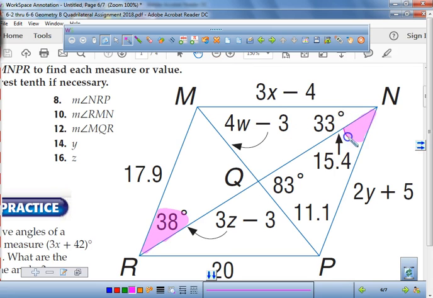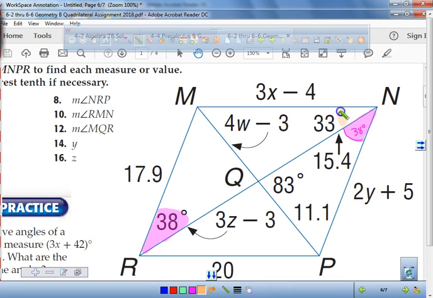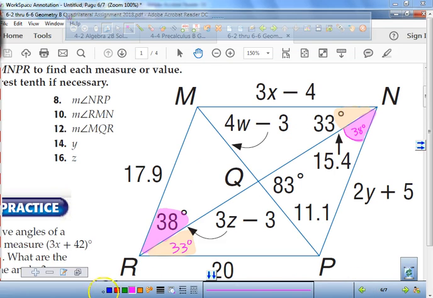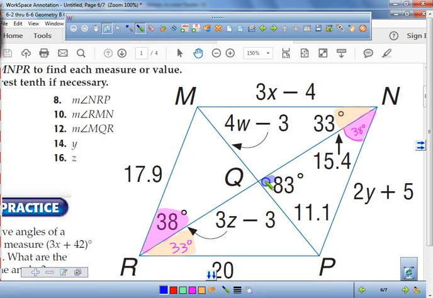So I want you to understand, this angle right here is 38 degrees. The next thing I want you to do, shade in a different color. Right here, this is 33 degrees. This angle right here is the same as this alternate interior angle right in here. So you need to label this. If that's 33 degrees, this right here is also 33 degrees. All right, something else you need to be aware of. You guys see this 83 degrees right here?